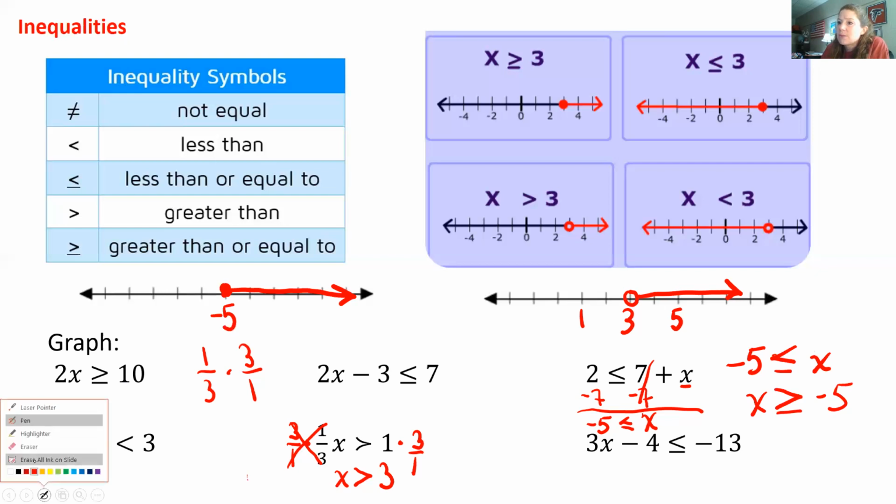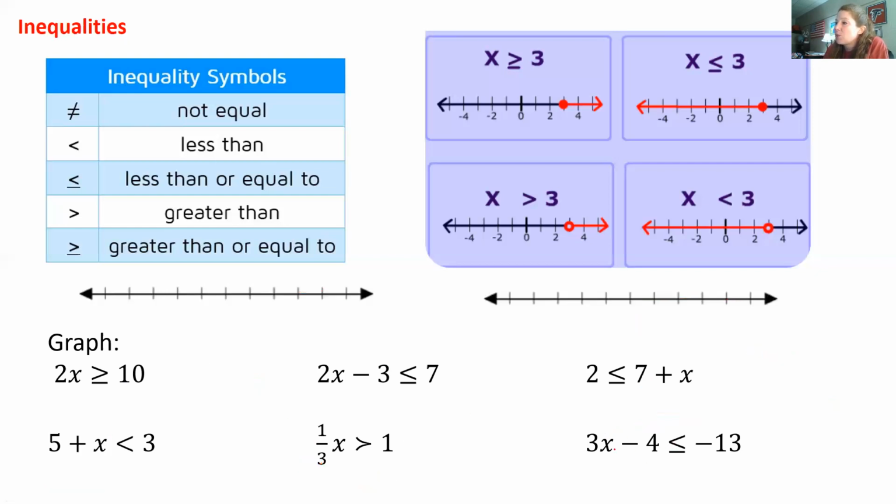All right, and then the last one, I want to get rid of 2 things now. I want to get rid of -4. The only way to get rid of -4 is +4. I'm going to bring down 3x. I'm going to bring down my inequality sign, and -13 plus 4 is -9. And so now I have 3x is less than or equal to -9. So the opposite of multiplying by 3, I'm going to divide by 3. Gone. So x is less than or equal to -3.